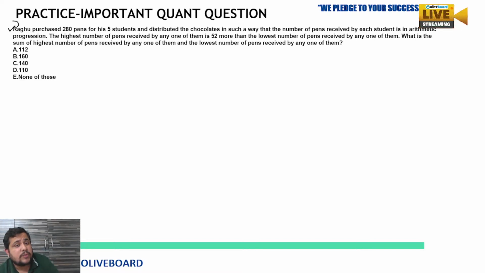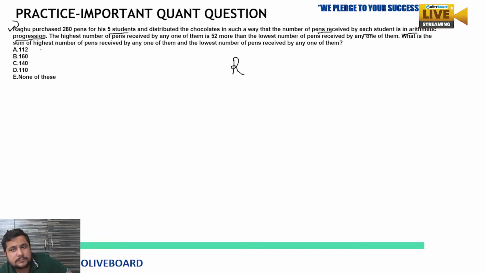Raghu purchased 280 pens for his 5 students. So Raghu is a teacher, if he is purchasing for his students. There are 5 students and he distributed the pens in such a way that the number of pens received by each student is in arithmetic progression.